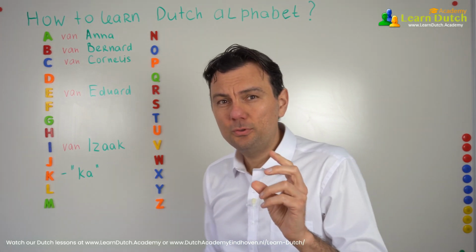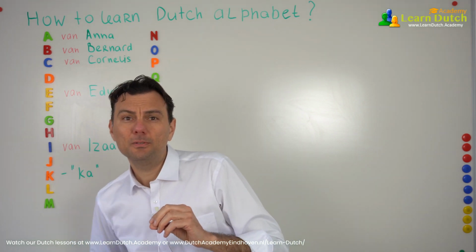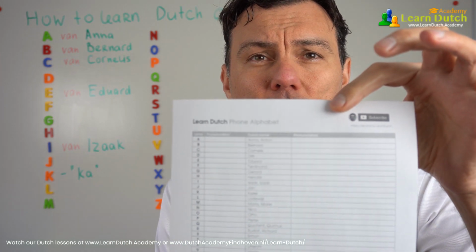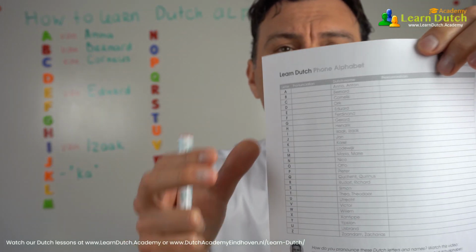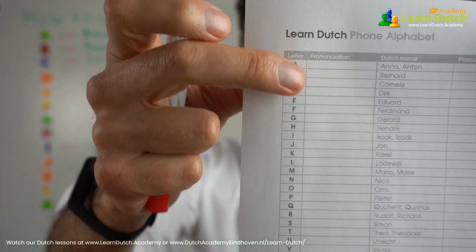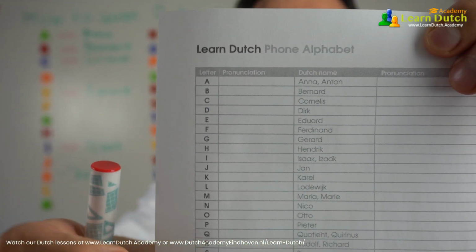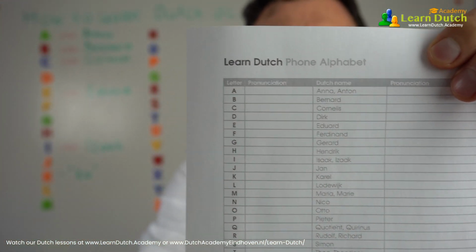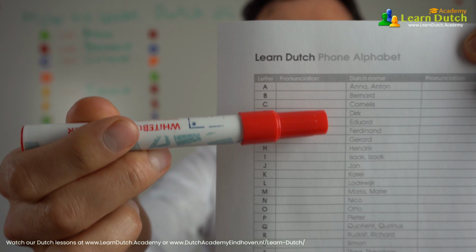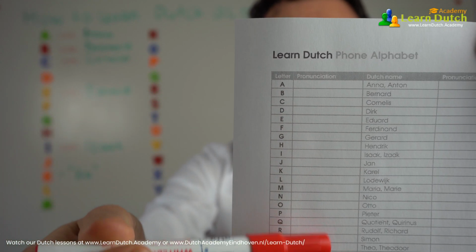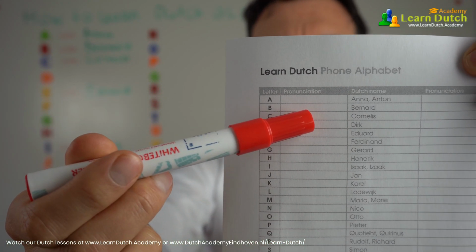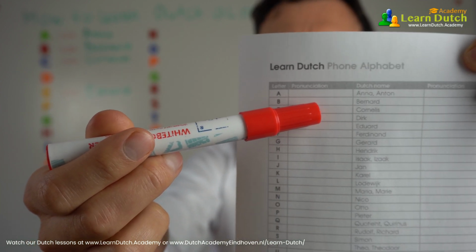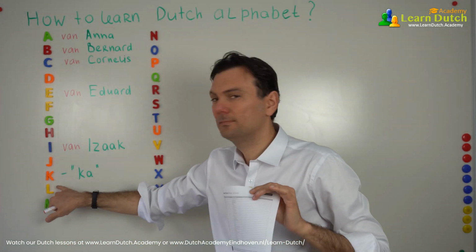First, I want you to go to our website and download this template. This is Dutch phone alphabet. You will find here all letters and here all Dutch names. I'm gonna give you Dutch pronunciation first, and I want you to write it down like you hear it, using your own native language. Like this.